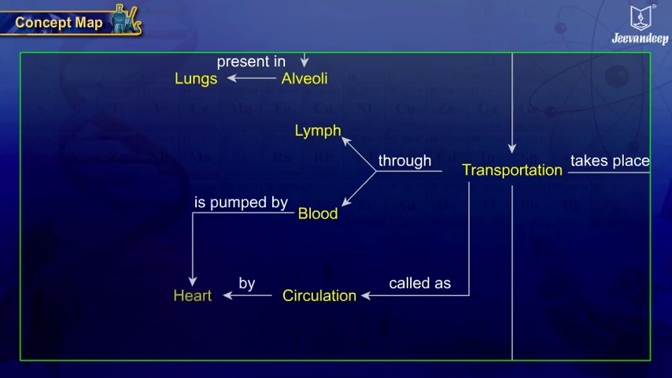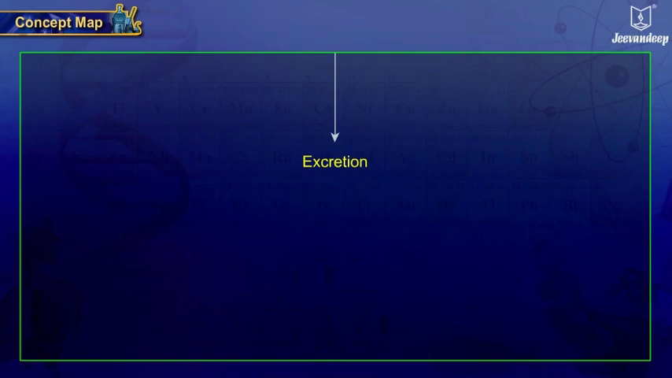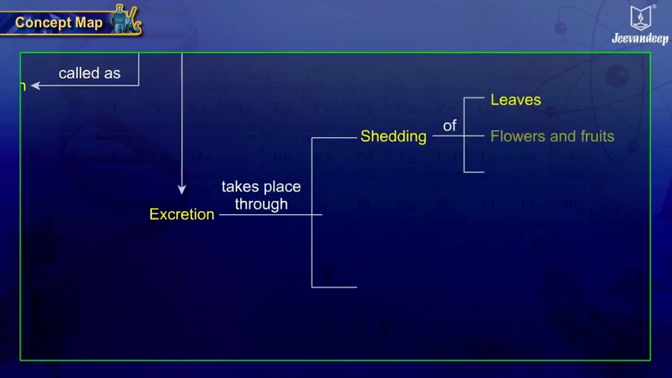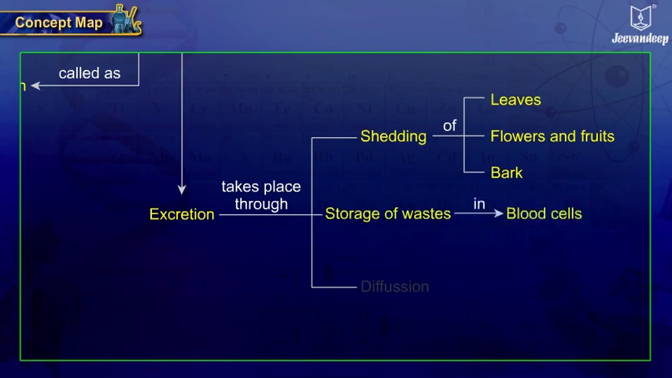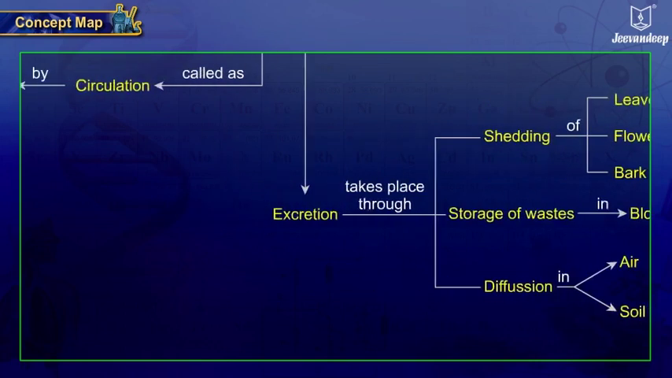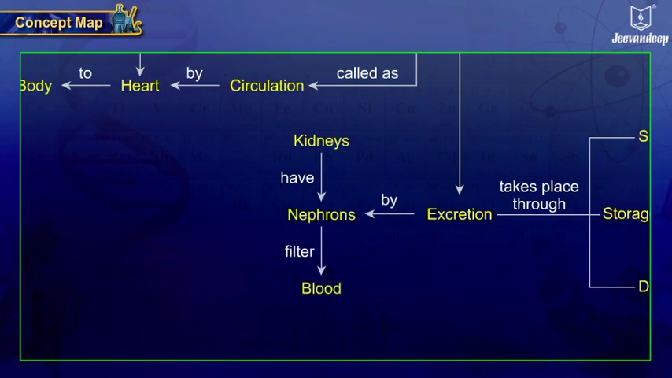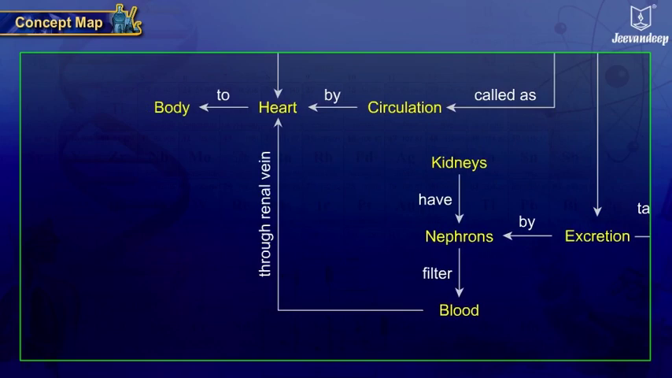Blood is pumped by the heart to all parts of the body. In plants, excretion takes place through shedding of leaves, flowers, fruits, and bark, storage of wastes in the cells, diffusion in air and soil around the roots. In humans, excretion takes place through kidneys. Kidneys have nephrons that filter blood. This blood flows through the renal vein to the heart.